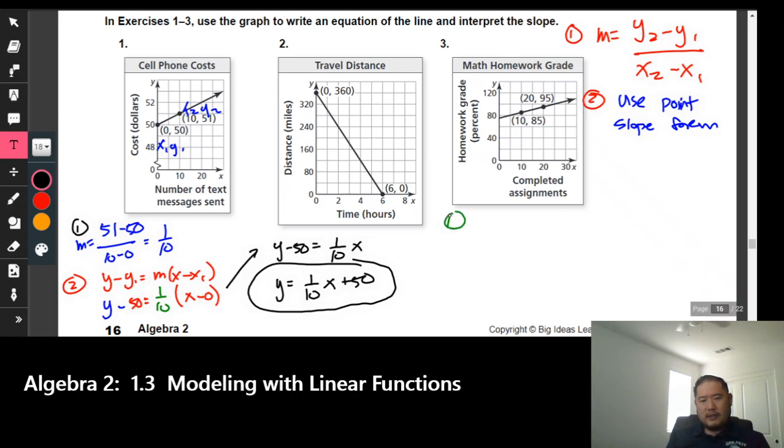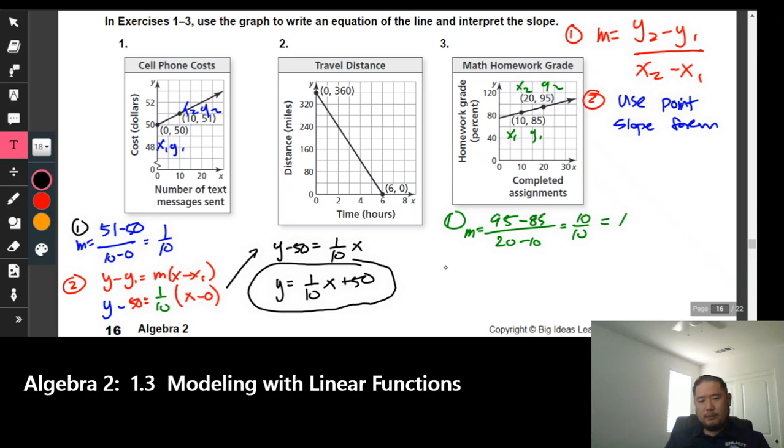So step 1, let's find the slope. I'll put this as x1, y1, x2, y2. So 95 minus 85, divided by 20 minus 10. And then we'll end up with 10 over 10, which equals 1. So my slope for this line is 1.